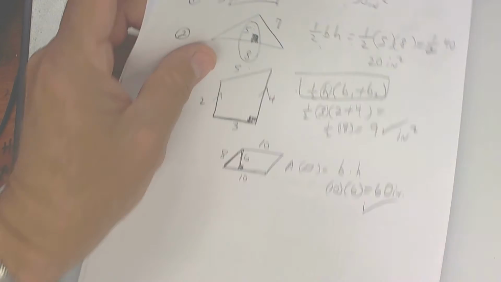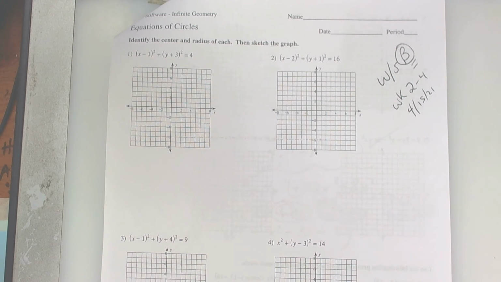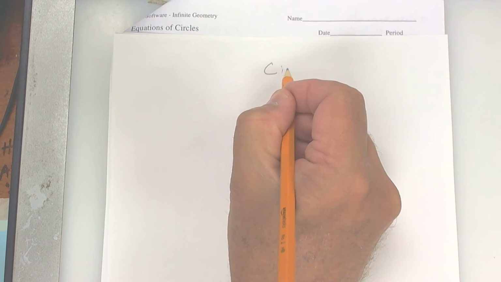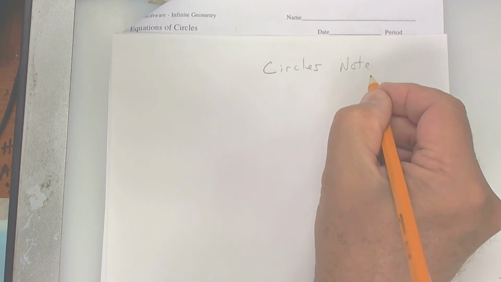All right, let's talk about today's work. Put away your bell work. Let's talk about this one right here. These are circles. Now, there's circle formulas you need to know. Okay, and this is on the ELC. So copy this down. These are some notes. Put notes and put a date.